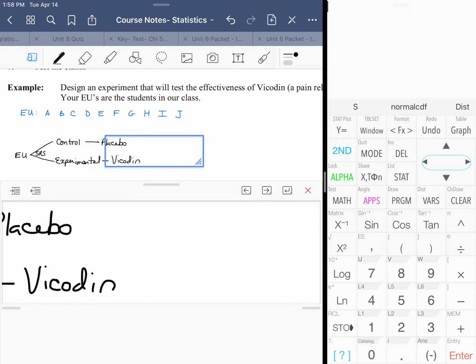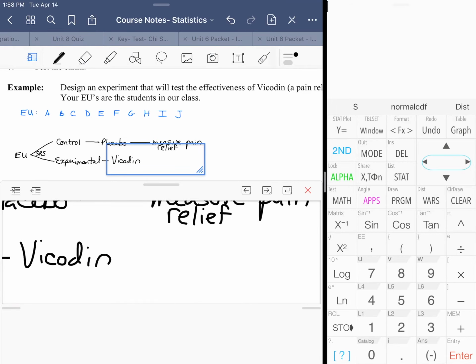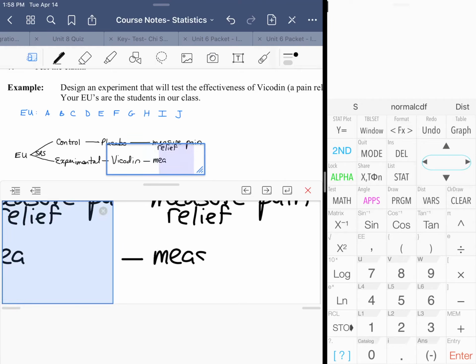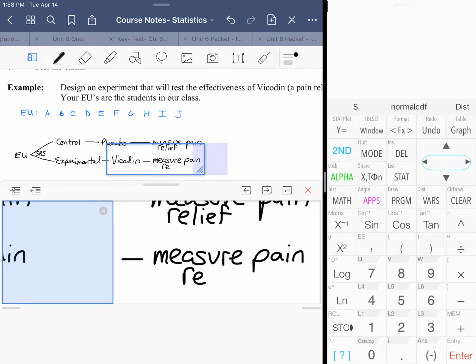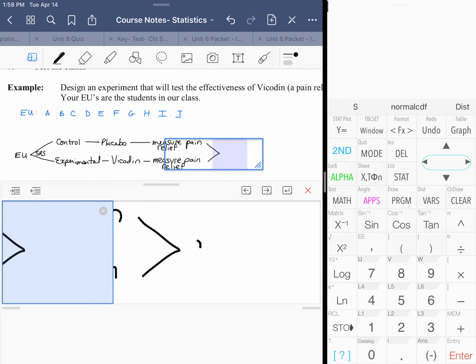So the placebo is going to either be effective or not. Measure pain relief. And that's going to happen whether it's the placebo or the Vicodin. And then we're just going to compare the two.